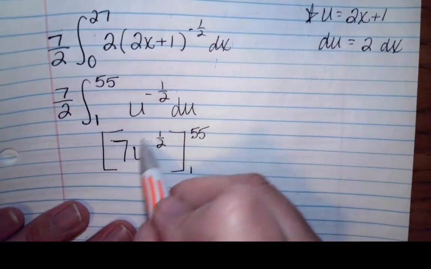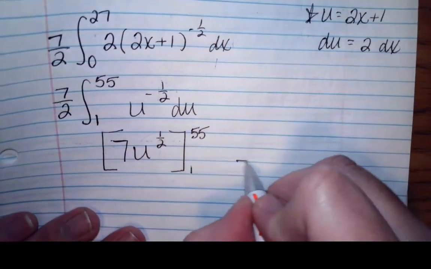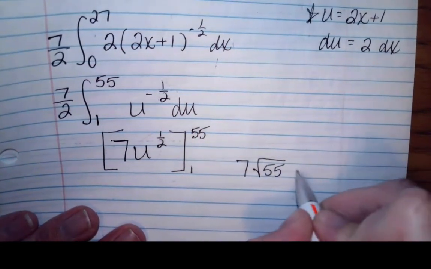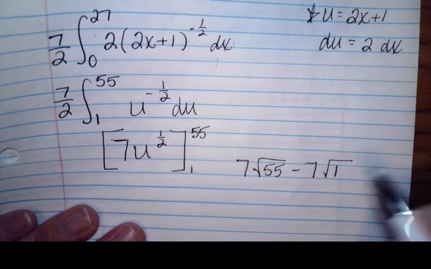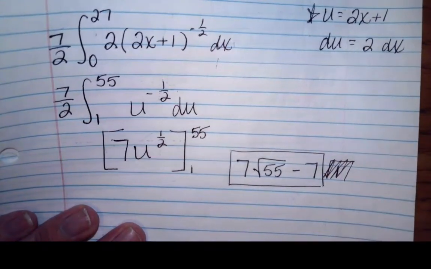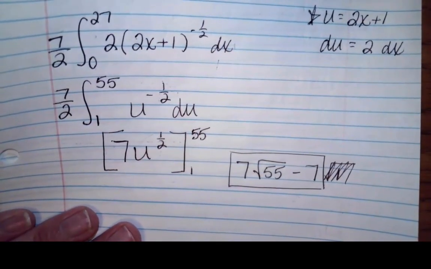So using direct substitution, remember that's just a weird way to write the square root of. So I'll have 7 times the square root of 55 minus 7 times the square root of 1. Well, the square root of 1 is 1. So I end up with 7 root 55 minus 7. And that is section 6.5.